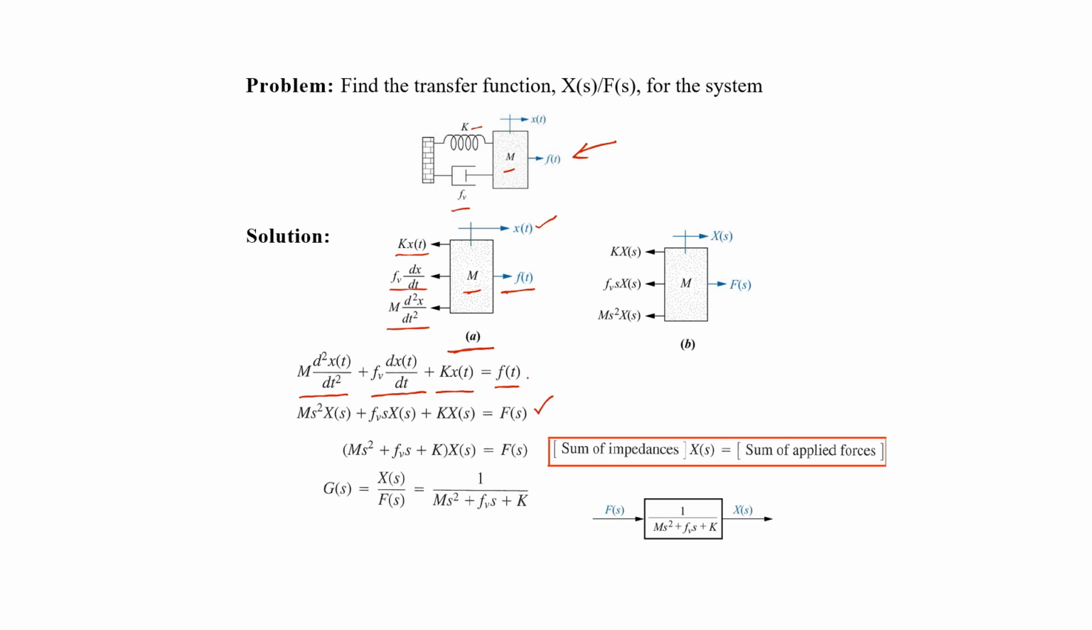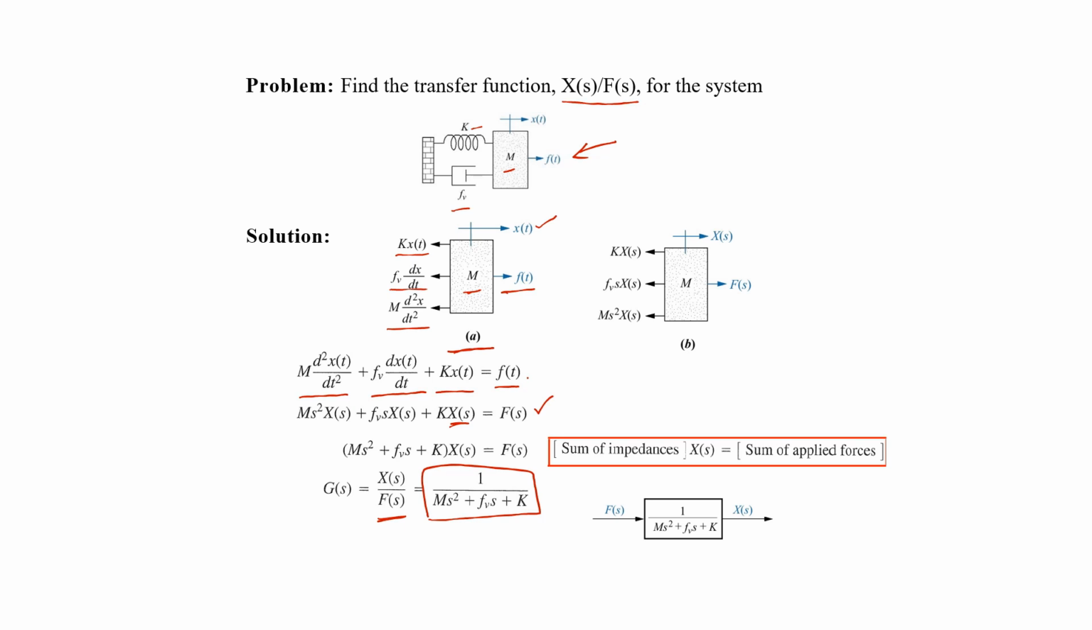From here we can take the X(s) common, and as we were asked to find the transfer function between X(s) and F(s), X(s) is the output of the system and F(s) is the input of the system. So from here we can find X(s) divided by F(s), which is the transfer function of the system, and this is your final transfer function.